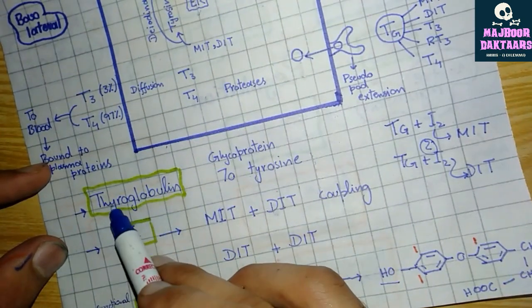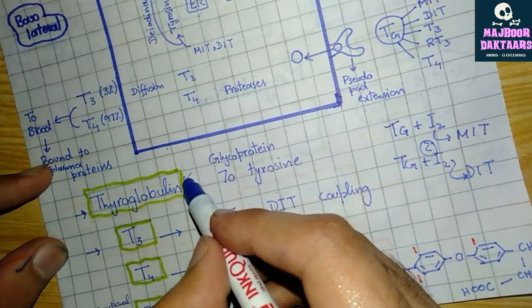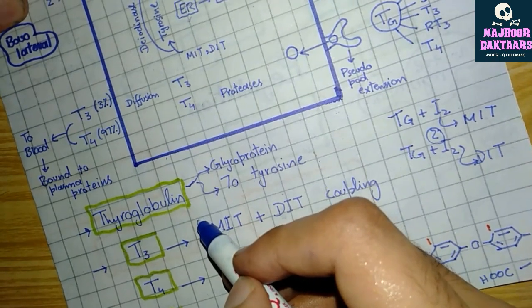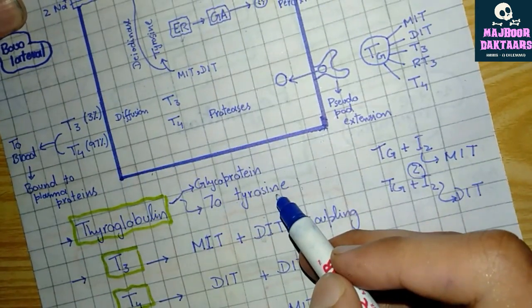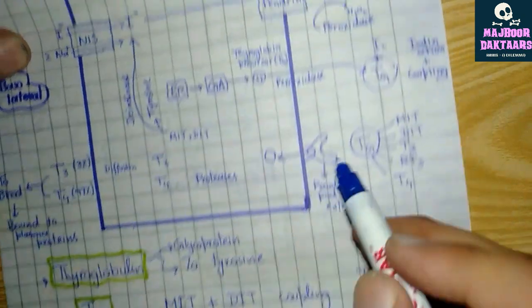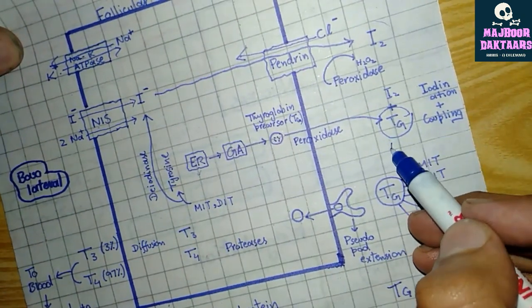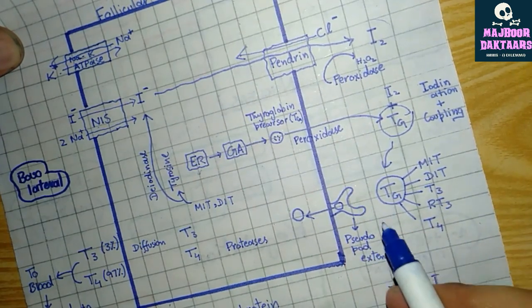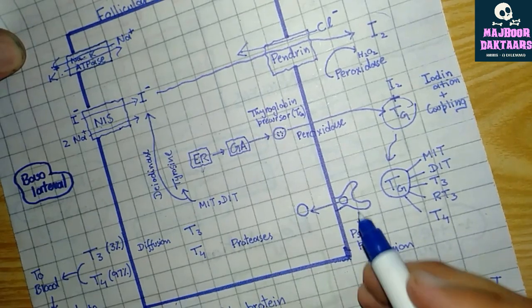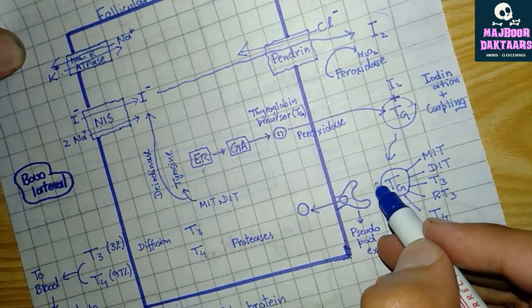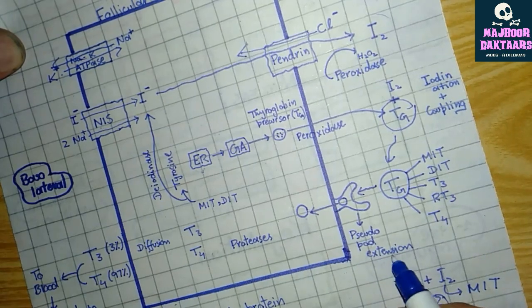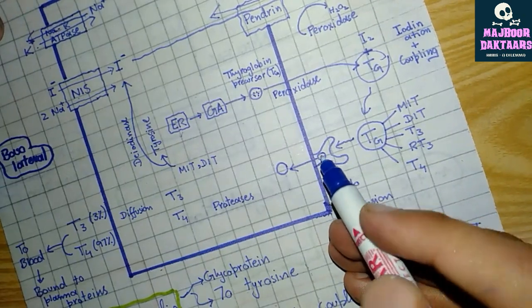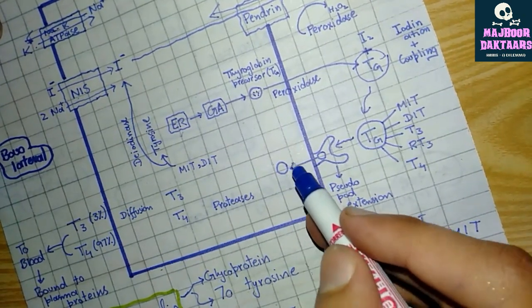And as I have explained earlier, thyroglobulin is a glycoprotein. It is a glycoprotein and contains 70 tyrosine residues, which attach to the iodine to form the thyroiodine residues, which couple and form the T3, RT3, T4. Now after the formation of these components, the final product attaches to the pseudopod extension at the apical membrane of the follicular cell, and through pinocytosis it moves inside the cell.